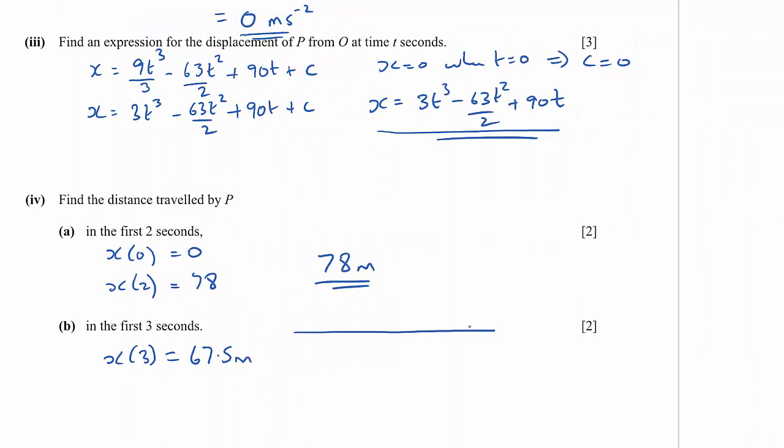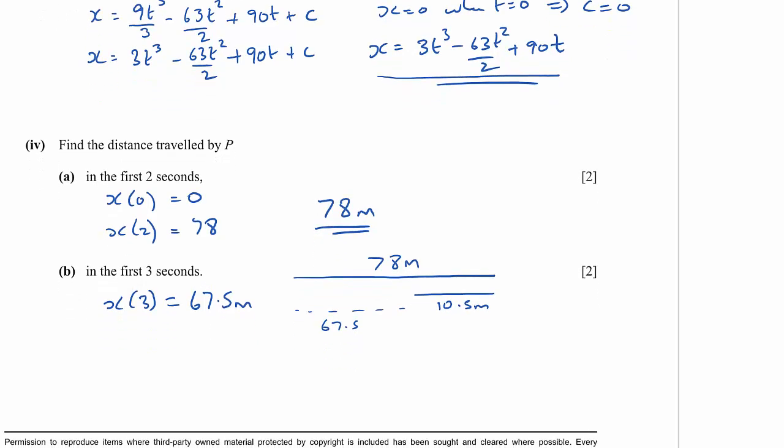So what must have happened here is it's gone out 78 meters like that, and then it's come back so that the distance here is 67.5. So that would make this 10.5 meters there. So the distance traveled is going to be 78 plus 10.5, which is 88.5 meters.